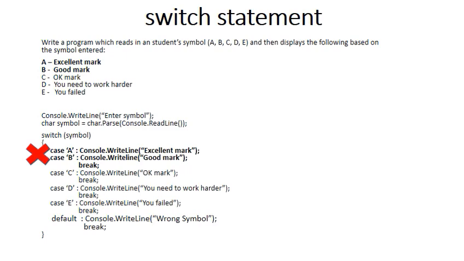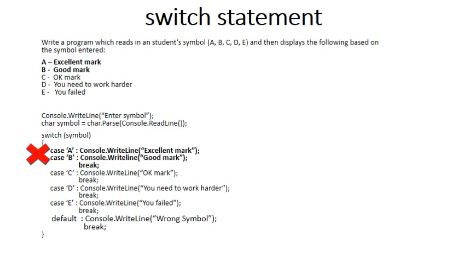Just something on the use of the break. What I've done here is I've taken out the break after case A. Now in other languages this could imply that if the user enters an A, it goes in and prints excellent mark, and then because there is no break it falls through to the next case and also prints good mark. But in C# this is not allowed. If you don't have a break at the end of a case statement, you will have a syntax error and it should not compile. So that would be an illegal statement.